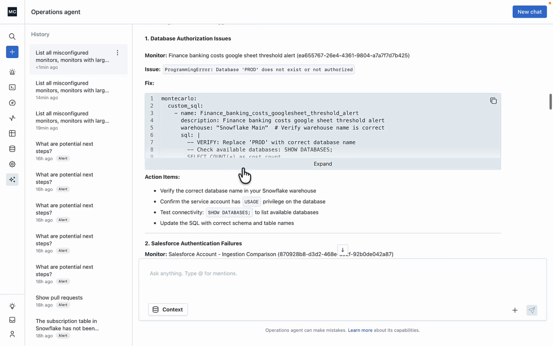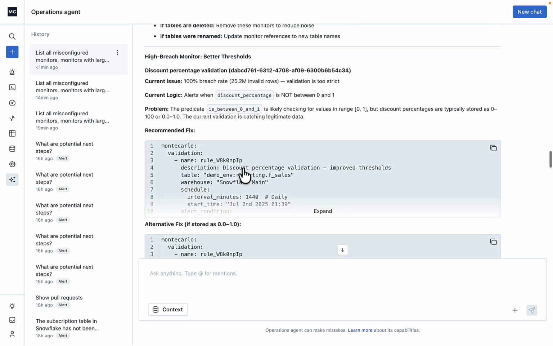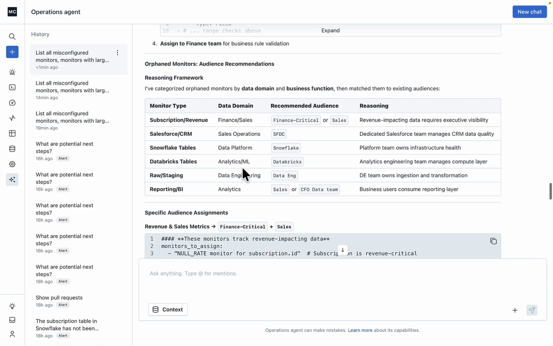Here we can see the suggested fix, here for all of our misconfigured monitors. Here we can see our monitoring recommendations. We have our monitor types and subscription revenue in the finance sales domain going to a finance critical or sales recommended audience.